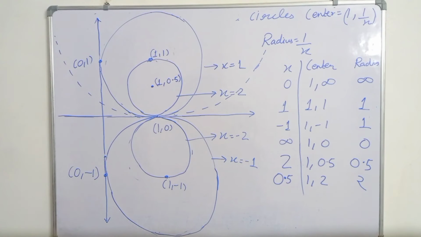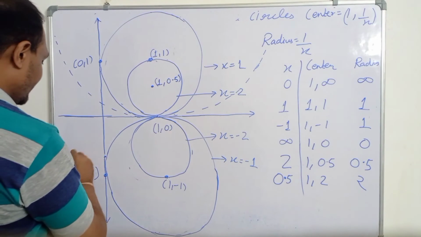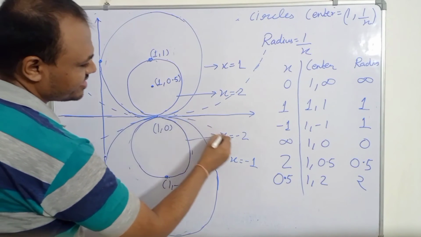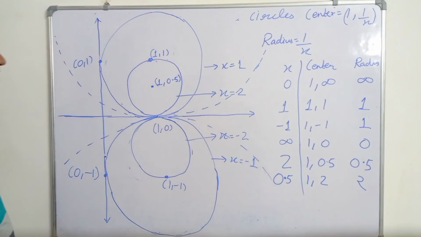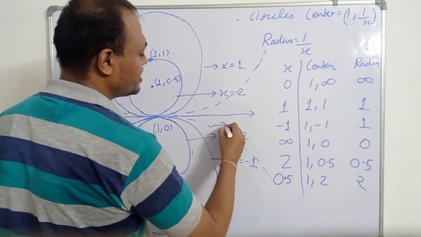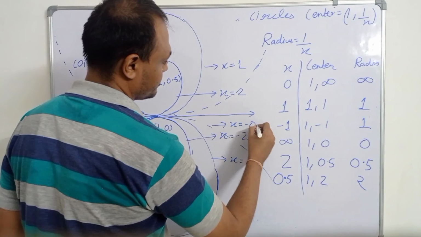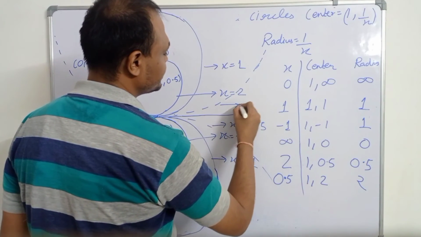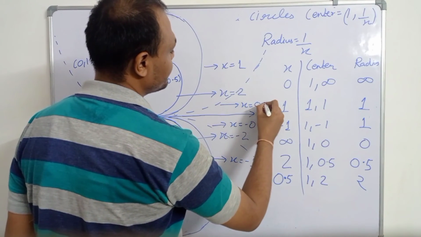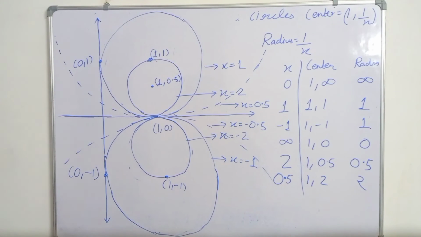Okay, so this will be the circle for x equal to 0.5, and for x equal to minus 0.5, the circle will be like this. So this is the circle for x equal to minus 0.5, and this is the circle for x equal to 0.5.